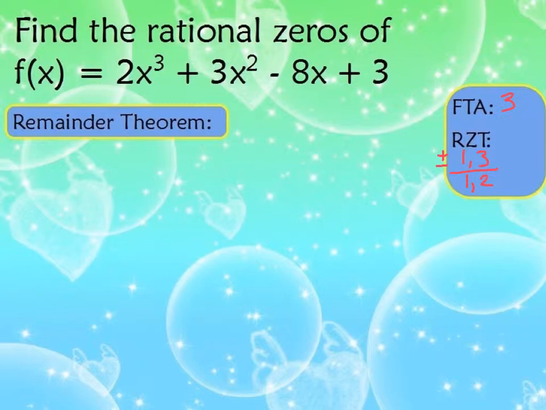We start off and we do our remainder theorem to see which ones will get us a remainder of 0. So I'm going to start off with 1 and plug 1 into the function. And so 1 cubed times the 2 plus 1 squared times 3. And then minus 8 and plus 3. And we figure out what the remainder is going to be, and I think I'm in luck here. That's going to be a positive 8 and a negative 8. That's going to get a 0. So I've already found one, so I know that 1 is going to be one of my zeros.